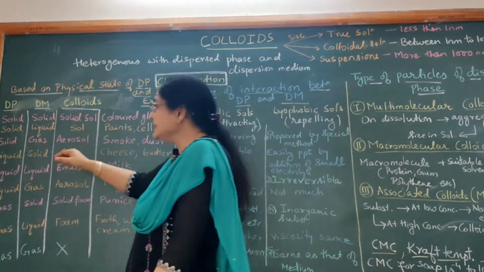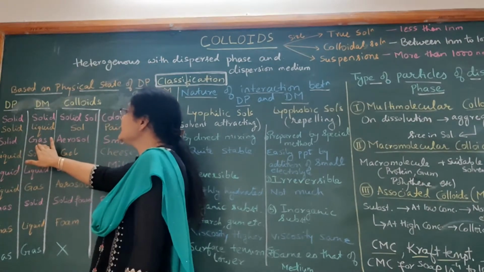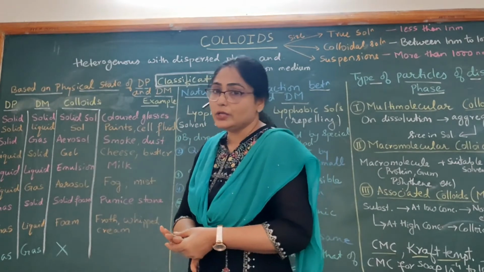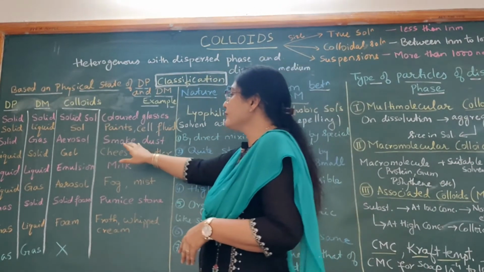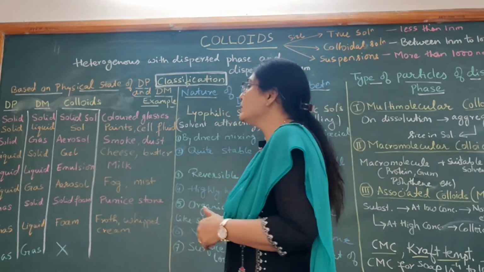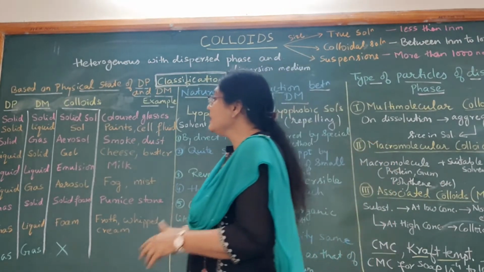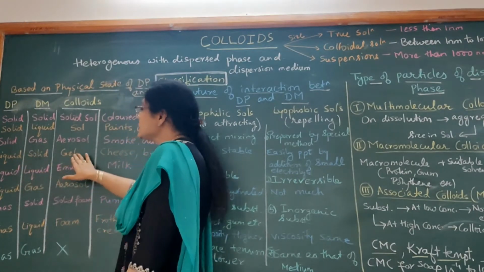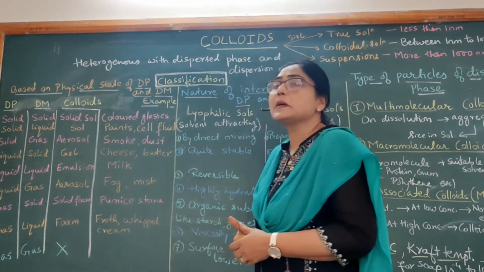Then another type is dispersed phase is solid and dispersion medium is gas. Such colloids are known as aerosol. Sol is again colloid. So this is aerosol. Examples you can find in smoke and dust. These are all examples of aerosols. Then dispersed phase is liquid, dispersion medium is solid. Such colloids are known as gel. Examples are cheese, butter.